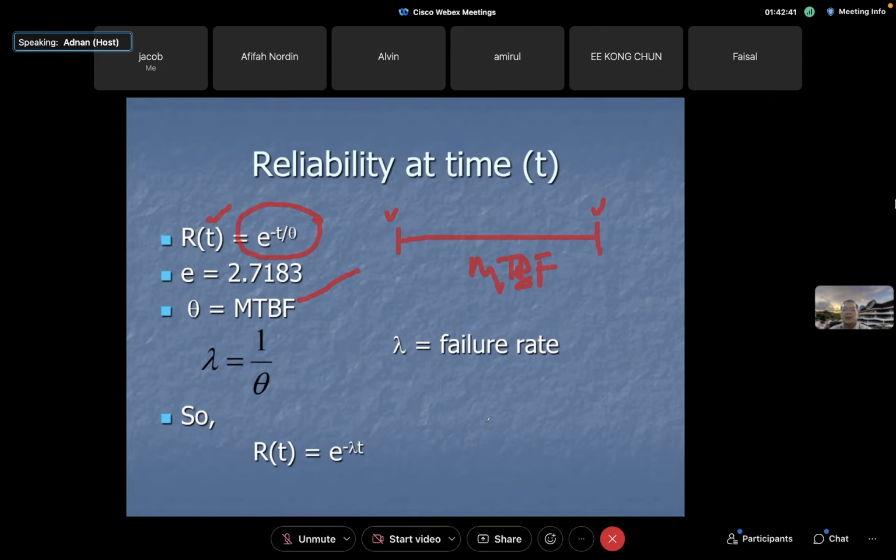So we have e to the minus t over theta, where theta is the mean time between failure. Lambda is the failure rate, and lambda is equal to 1 over theta, which is 1 over the mean time between failure. So the formula is this one. If you want to estimate the failure of any component, we can use this formula.